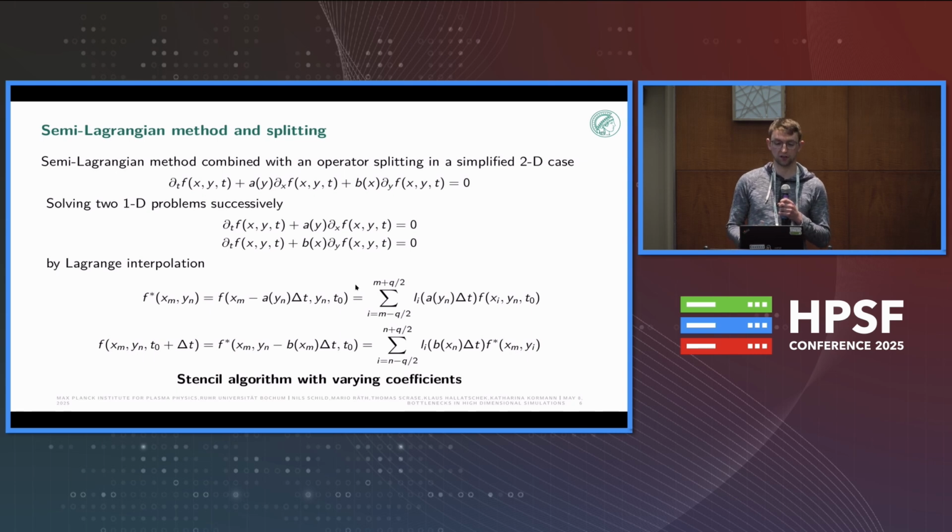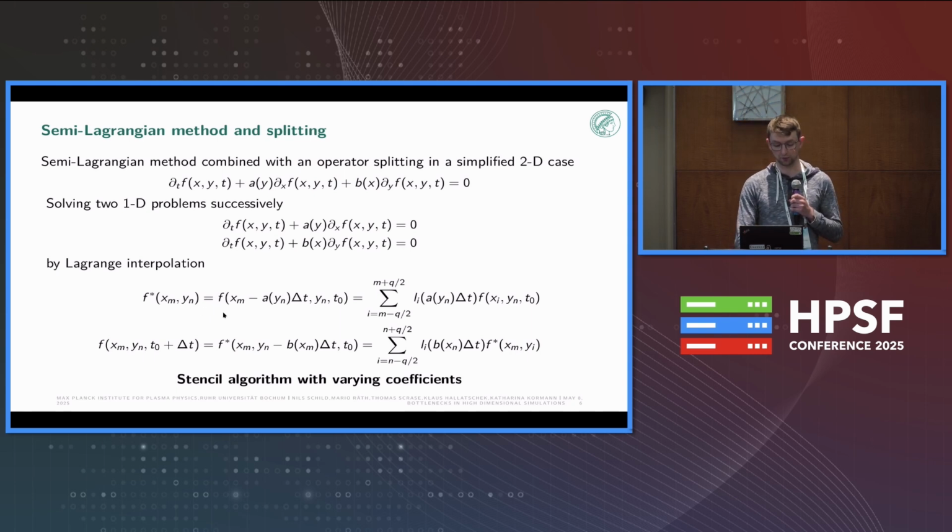The numerical method that we are looking into is the semi-Lagrangian method combined with a splitting approach. I simplified this for a 2D example here. We have an advection equation which we solve by splitting it into 2 successive 1D problems and then using the fact that the advection equation is volume preserving, so we can move back in time and interpolate to get a value of the distribution function at the current position. And we do this in separate stages.